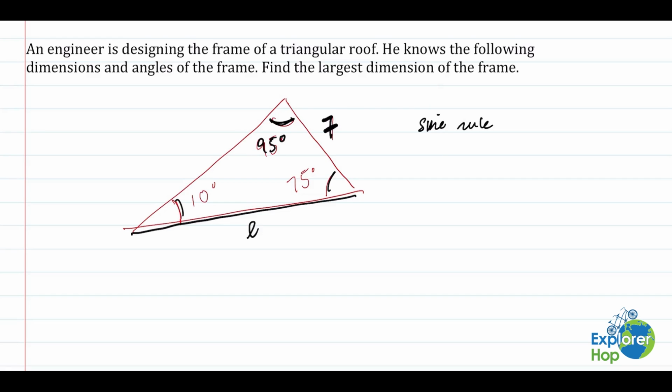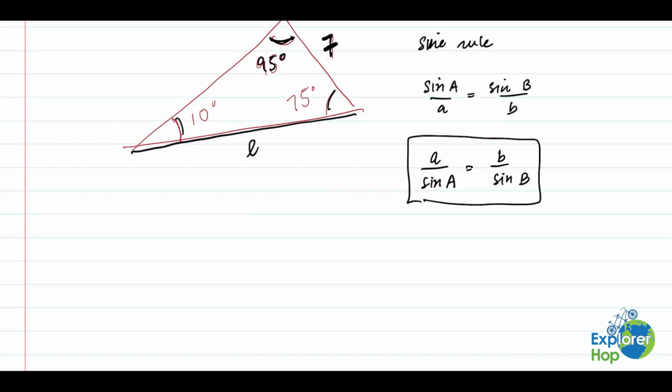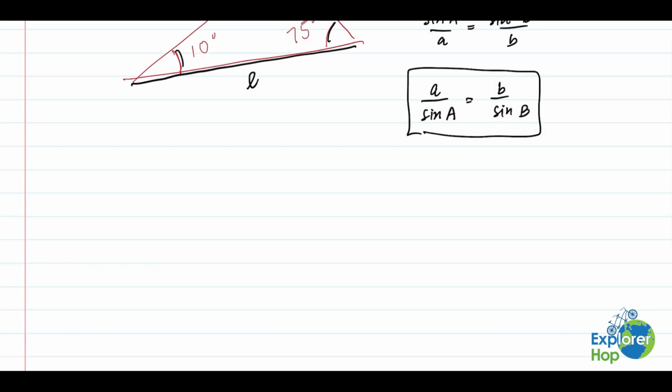So the sine rule is sine A over A is equal to sine B over B. If you notice, I can take the reciprocal on both sides and the equation would still hold. So instead of writing this, I can also write A over sine A is equal to B over sine B. And in this case, using this equation would be easier because it would allow us to simplify things more.